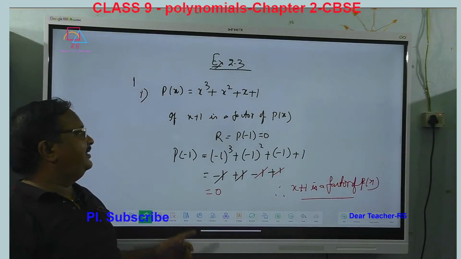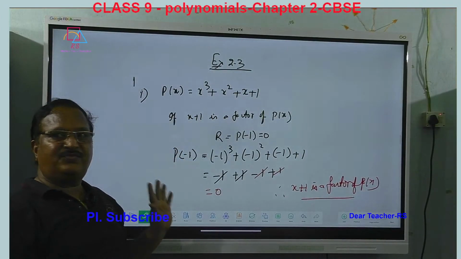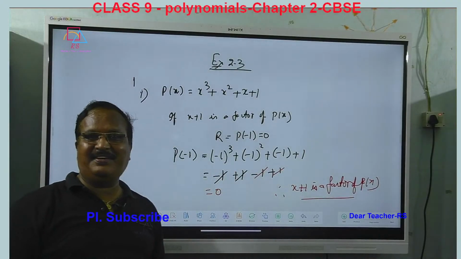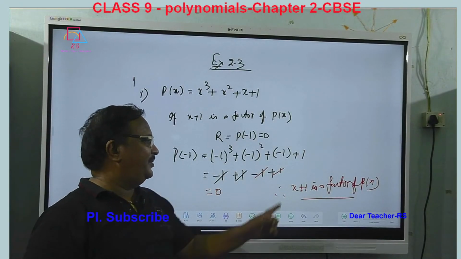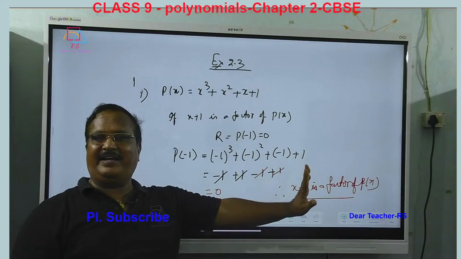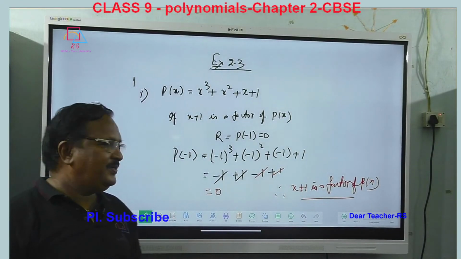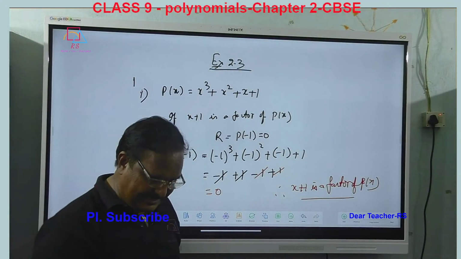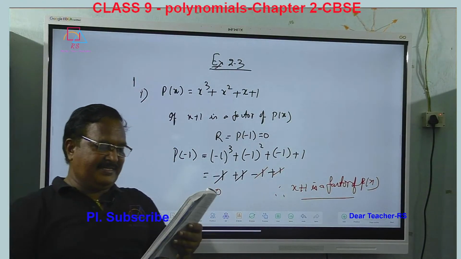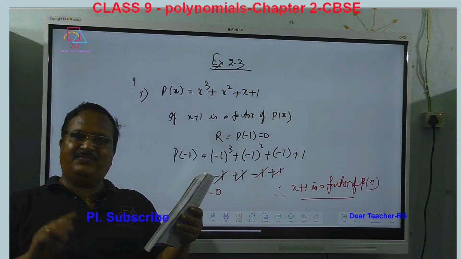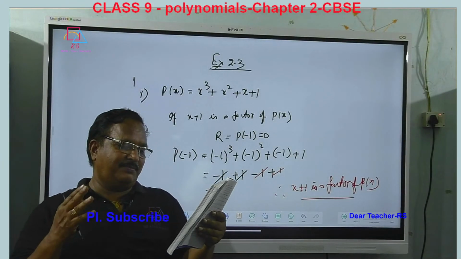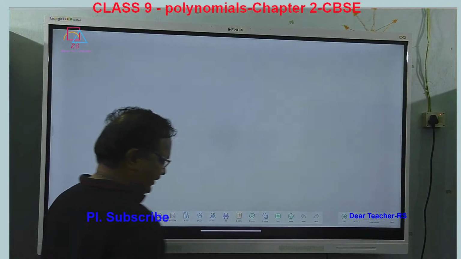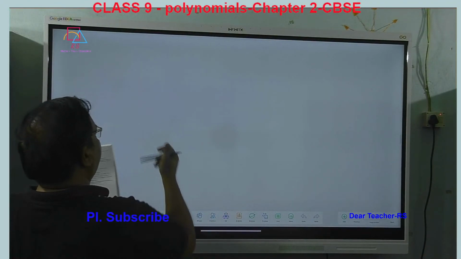Very, very simple. You just find P(minus 1) for all the 4 questions. If it is 0, then x plus 1 is a factor. If it is not 0, then x plus 1 is not a factor. If the remainder is not 0, then x plus 1 is not a factor. He has given 4 bits in that. In the 4th bit, there are some roots also. Let me do the roots problem. You might be having a problem with root questions.